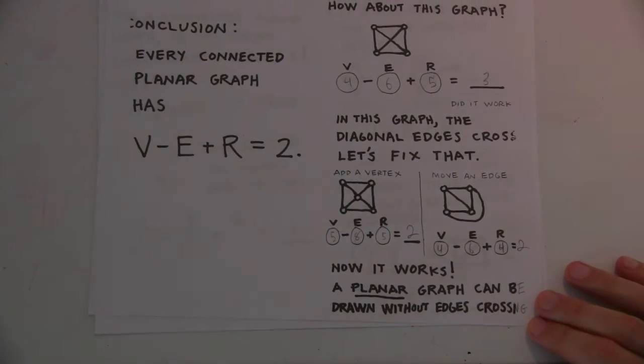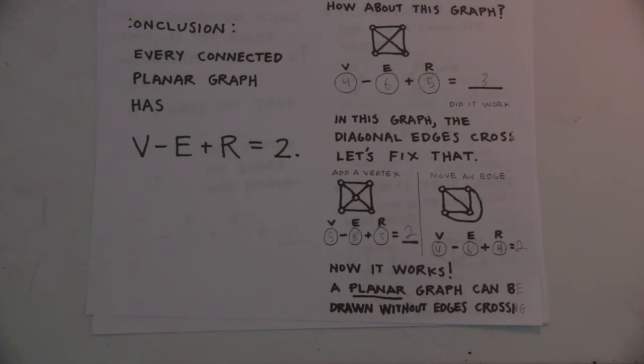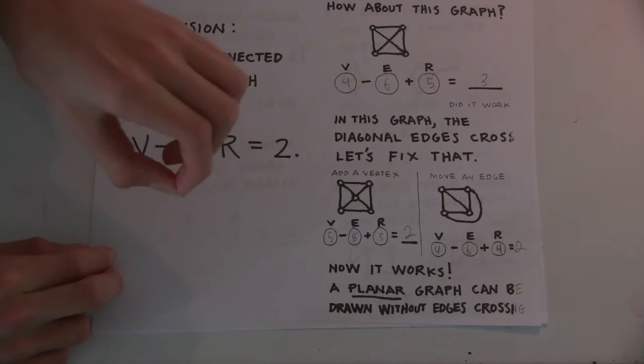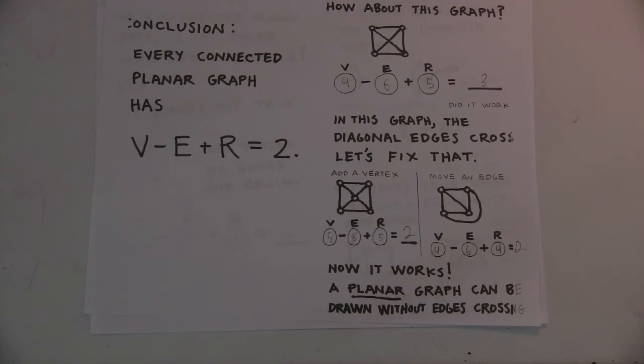Conclusion: every connected planar graph has the number of vertices minus the number of edges plus the number of regions equals 2. It's interesting that with that definition he has to be pretty precise. It has to be connected and it has to be planar. So what does that mean? I guess that would mean it's contained on a 2-dimensional plane. Like if the graph was 3-dimensional and curving up off the page, you wouldn't be able to calculate the regions in the plane because it would come off the plane.